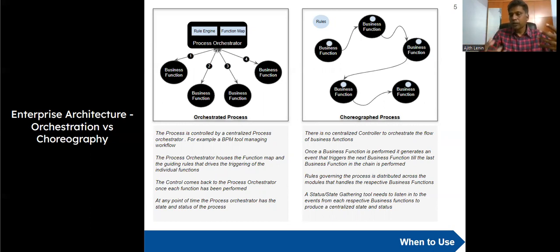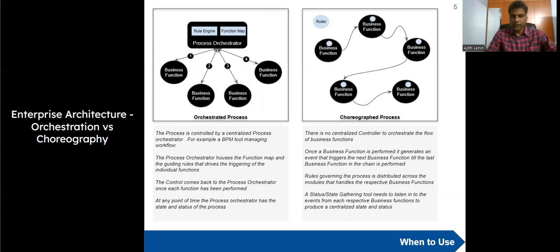Basically, the process orchestrator houses the function map, meaning what function needs to be triggered first, next, etc., and the rules governing that. Once a business function is performed, the control always comes back to the centralized orchestrator, and if it needs to initiate another function, it does the initiation. And at any point of time, the centralized process orchestrator has the state and the status of the process. We'll come to that, what I mean by state and status. There's always a confusion on what you mean by state and what is the status.